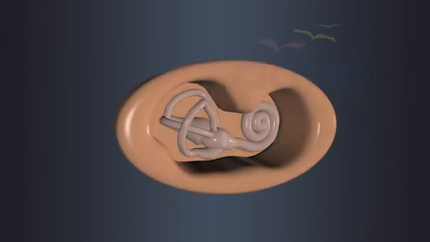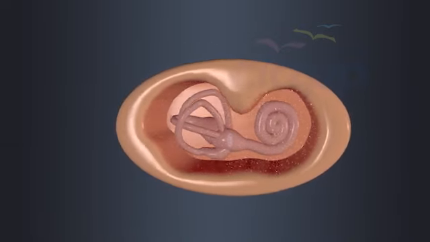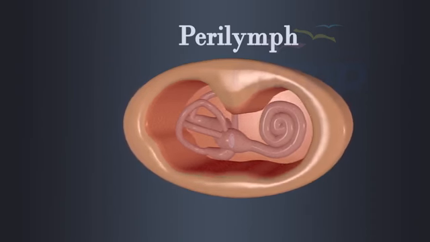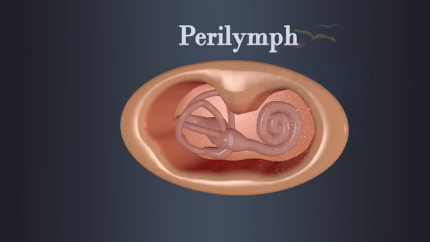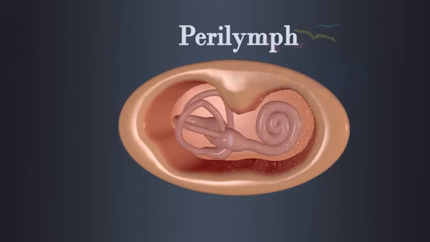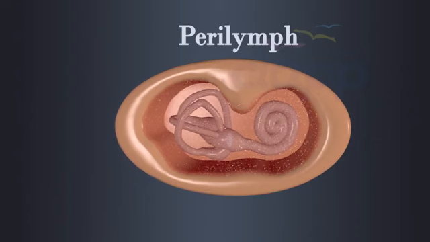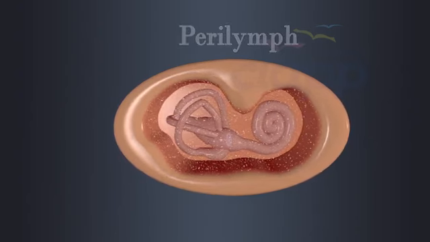The space between the bony labyrinth and the membranous labyrinth is filled with a fluid called perilymph. Perilymph plays a crucial role in protecting the inner ear. It also helps in transmitting sound vibrations from the middle ear to the inner ear and maintains the proper functioning of sensory structures within the inner ear.